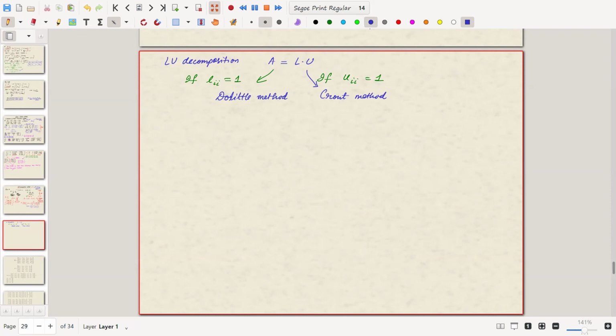People thought of putting Lii equals 1 because they thought that if I put Lii equals 1, I am reducing the number of unknowns in that matrix. Then the number of unknowns will be decreased, isn't it? Previously, those diagonals were unknown to you; you had to compute those diagonals. Now, if you put those Lii equal to 1, you are turning n unknowns into knowns. So you can understand how efficient it is getting.